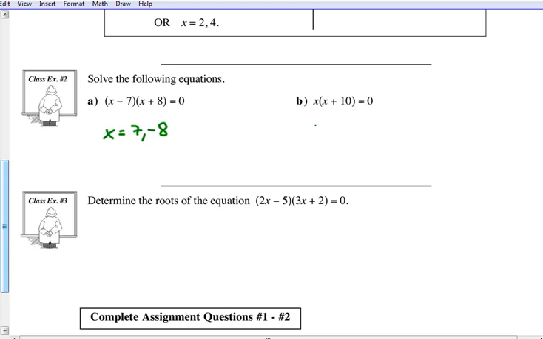The next guy, what would be the solution here? X equals negative 10 or 0. When an x is by itself, we just put 0. Child's play.